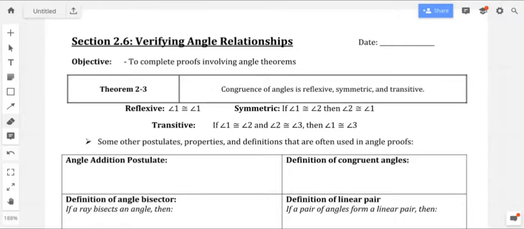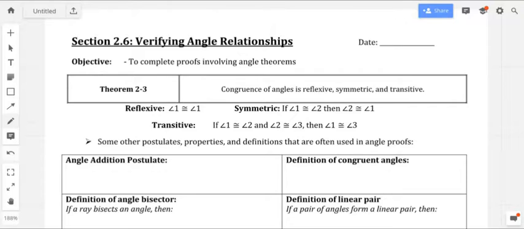Hi everyone, these are the notes on angle proofs. So this is the lesson we did last week. Angle proofs are just like segment proofs, except now there are more properties that use angles rather than segments. So some of the same ones are used, like up at the top here.